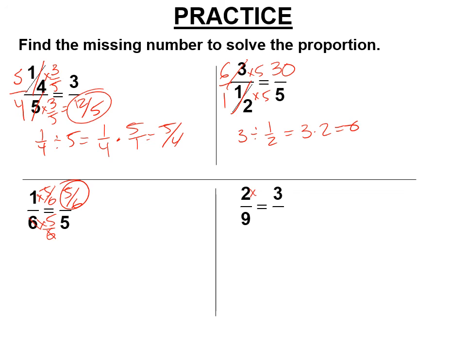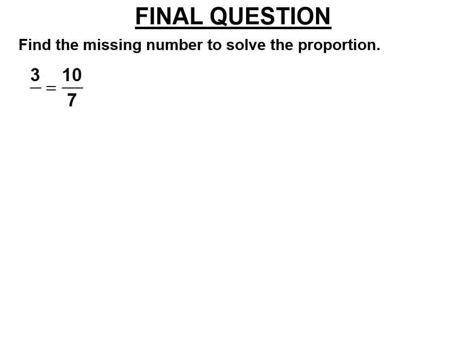2 times what makes 3? 2 times 3/2 makes 3. So we're going to multiply that by 3/2, and you get 27/2 is the missing number. This is the one where you might want to turn it around. So 10/7 equals 3 over blank. So we can multiply the top one by 3/10, and we multiply this one by 3/10, and you get 21/10 as your missing number.